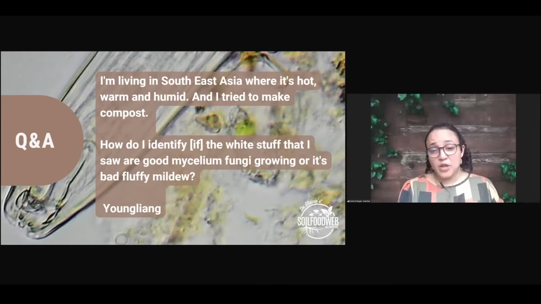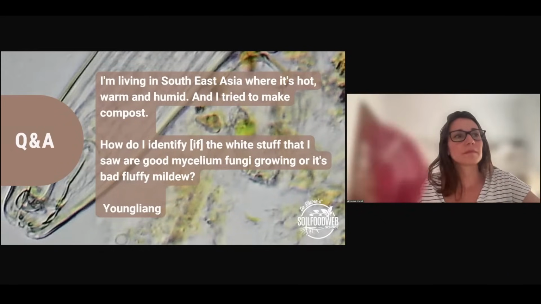And when turning the pile, put that portion in the hot center to control it again by the temperature.